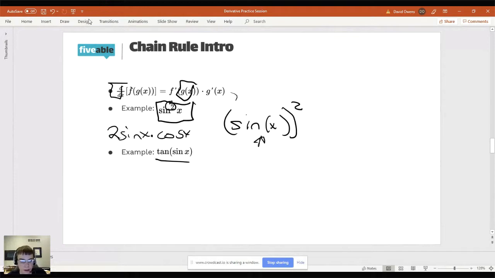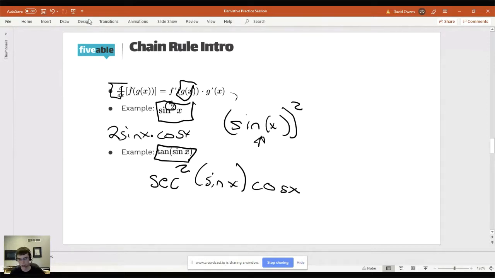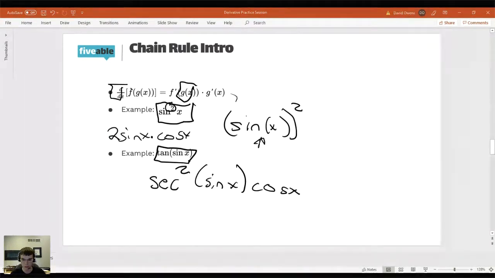All right, now let's take another example, the tangent of sine of x. So we take the derivative of the outer with the inner function still inside of it. The derivative of tangent is, of course, secant squared. And we multiply by the derivative of this inner function, so cosine x. And that looks a bit messy, but that would be how you calculate the derivative. All right.